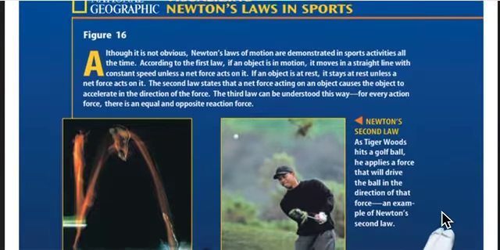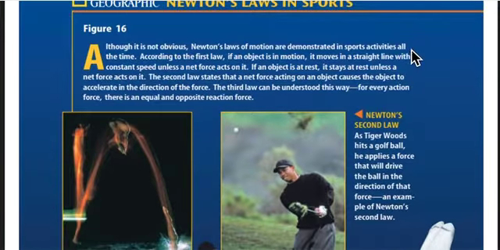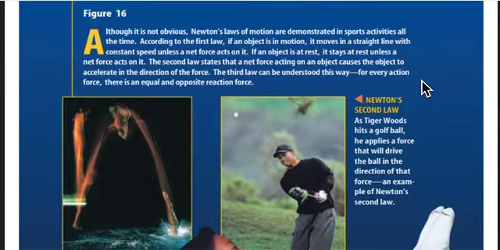Visualizing Newton's laws in sports. Although it's not obvious, Newton's laws of motion are demonstrated in sports activities all the time. According to Newton's first law, if an object is in motion, it moves in a straight line with constant speed unless a net force acts on it. If an object is at rest, it stays at rest unless a net force acts on it. The second law states the net force acting on an object causes the object to accelerate in the direction of the force. The third law can be understood this way: for every action, there is an equal and opposite reaction force.